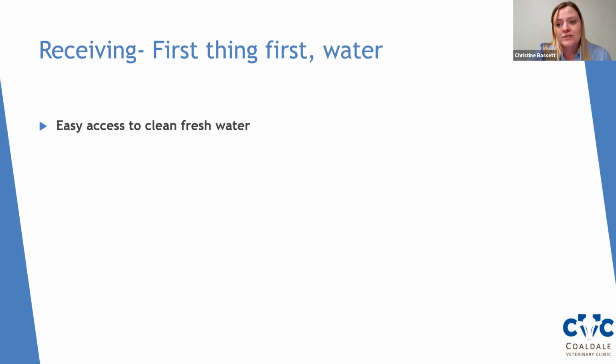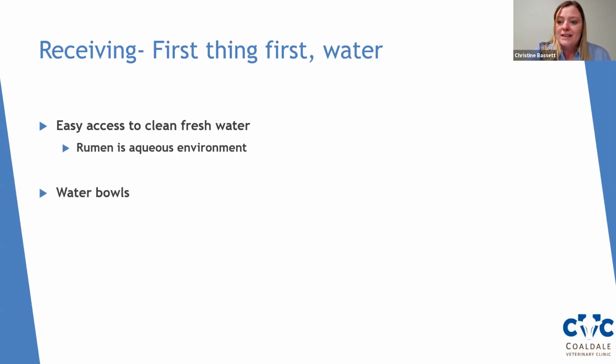So first things first, when you receive these new babies, we need to make sure they have easy access to clean, fresh water. As I said, the rumen is an aqueous environment where the water and feed are mixing. And if you don't have water, those calves are going to feel like they have a big rock in their gut, and they're not going to want to eat because they just feel kind of crappy.